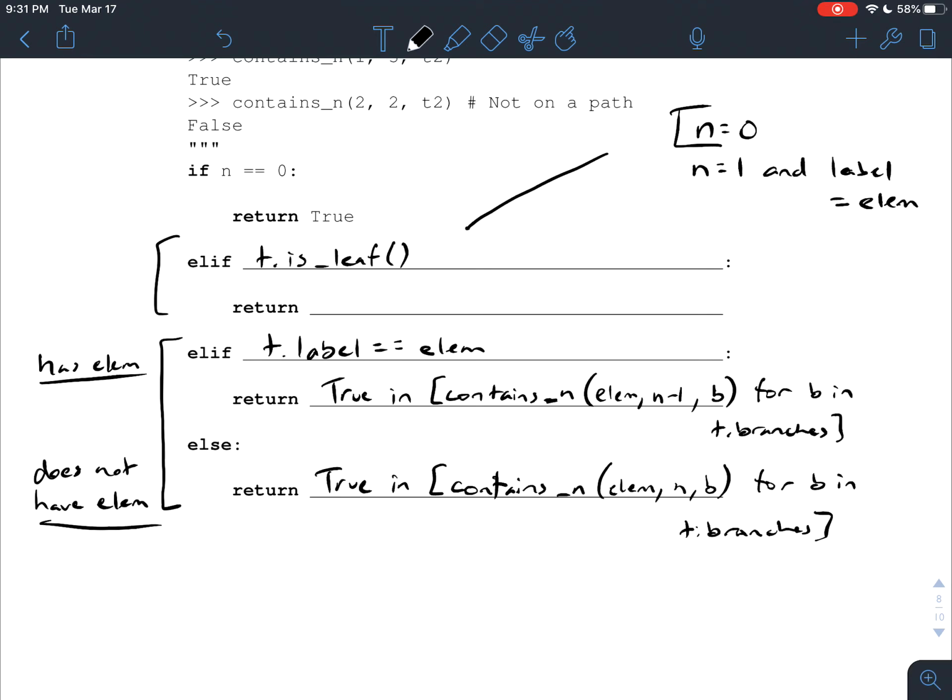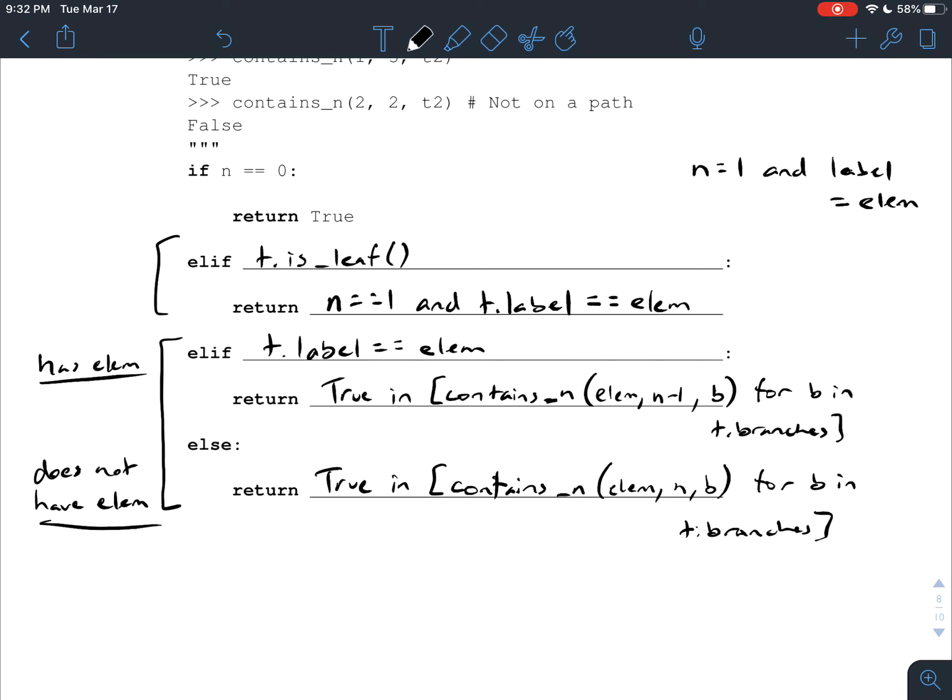Now n equal to 0, that is this thing right here. That's not something we have to worry about, because if n equals 0, the base case that they already provided will return true. So we've already considered that case. However, we do need to consider, if t is a leaf, then since we don't consider n equals 0, this can only be true if n is equal to 1 and t.label is the final elem that we were looking for.